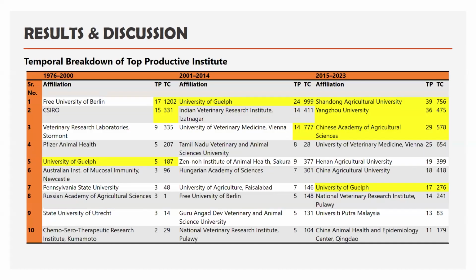So this is a temporal breakdown which shows three eras: 1976 to 2000, 2001 to 2014, and 2015 to 2023. Only University of Guelph is present in all these three eras. In the first era, Free University of Berlin and Commonwealth Scientific and Industrial Research Organisation remain dominant. In the second era, University of Guelph and University of Veterinary Medicine, Vienna remain dominant. And in the last, or the recent era, Chinese Academy remains dominant.